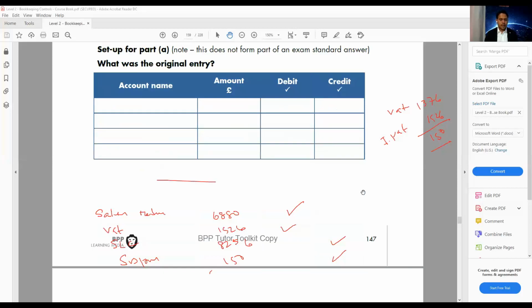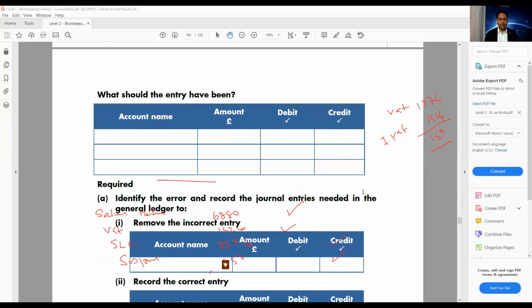So the next one I have, what the entry should have been. Let's talk about that now. The correct one, what the entry should have been. The entry should have been sales return, VAT, and sales ledger control, isn't it? So how much the sales return should have been? 6880, that is debit.